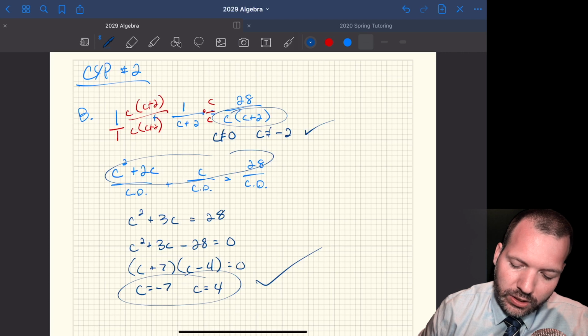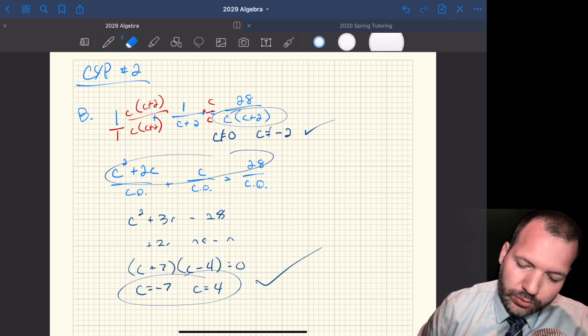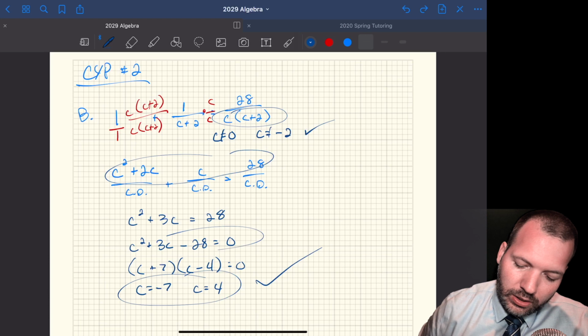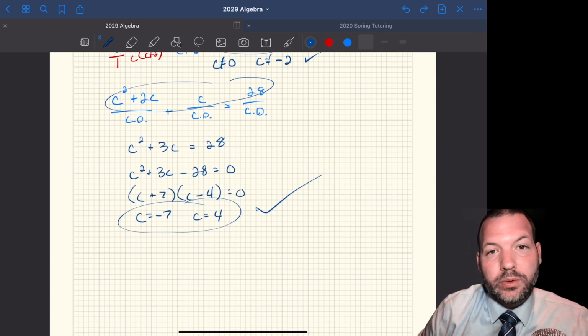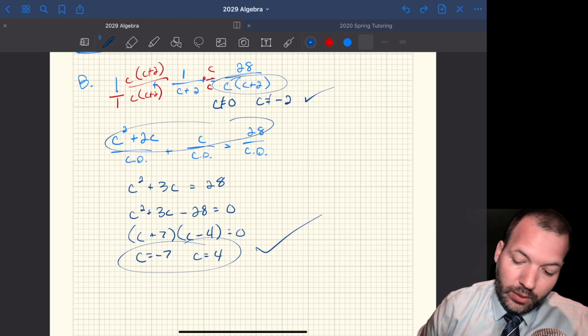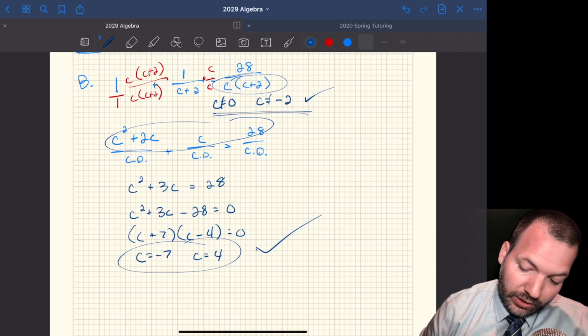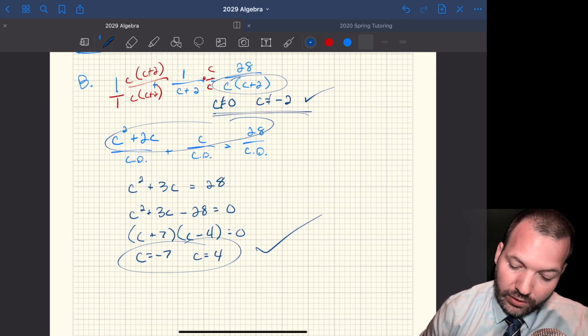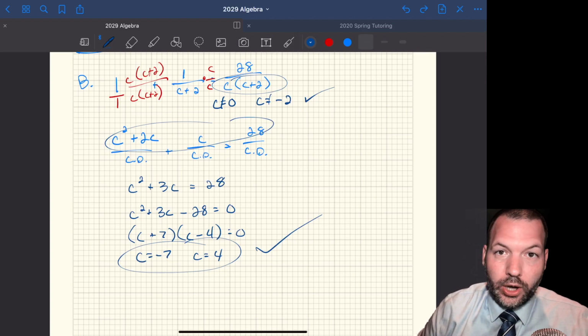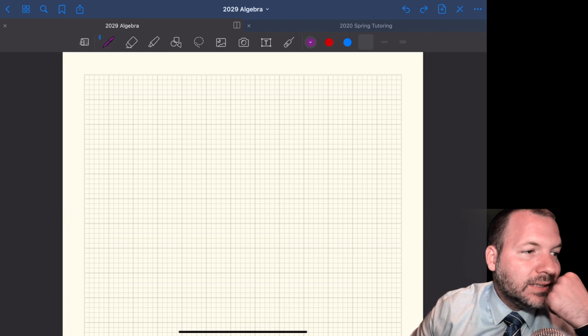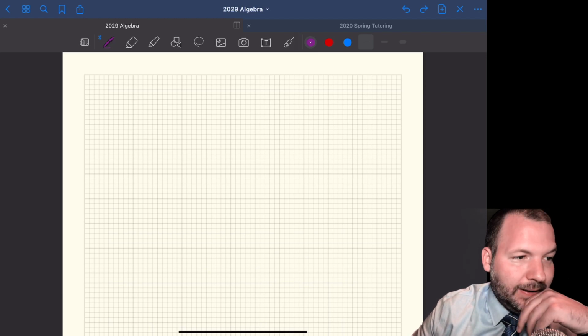C squared plus 3c equals 28. Zero product property: subtracted that 28 from both sides, factored it, and then solved. C equals -7, c equals 4. My excluded values were 0 and -2. Since neither -7 nor 4 is 0 or -2, we are good to go. So how about it? Let's look at example 3.